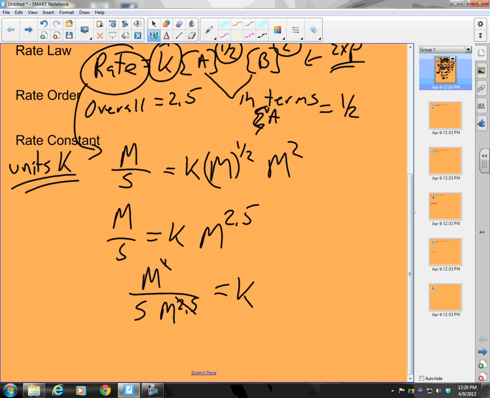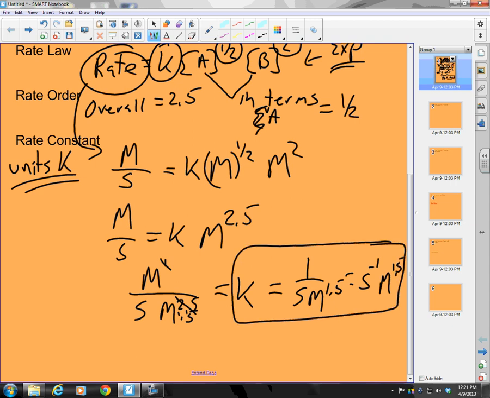So they ended up with 1.5. So K is equal to 1 over seconds M to the 1.5. So many times you'd see it written this way, right? And the units on that rate are going to vary based upon the rate law. All right, good. Moving on.